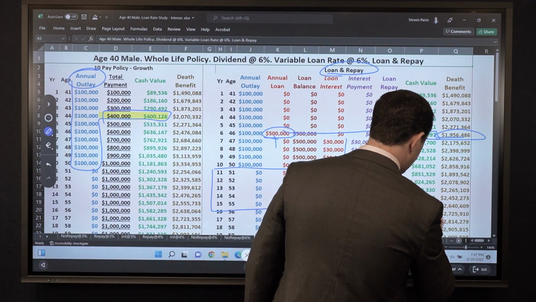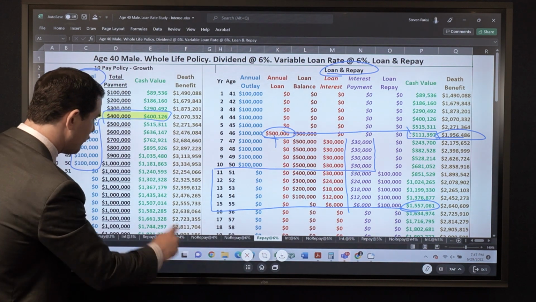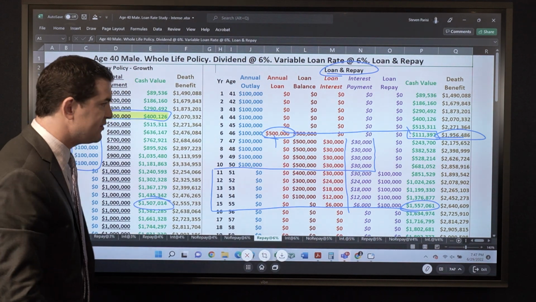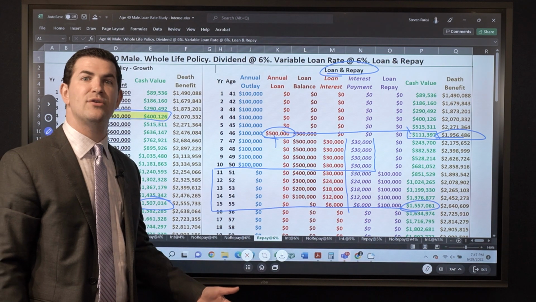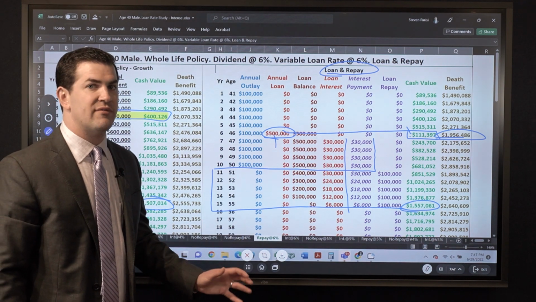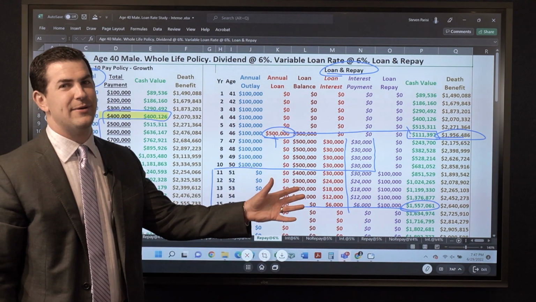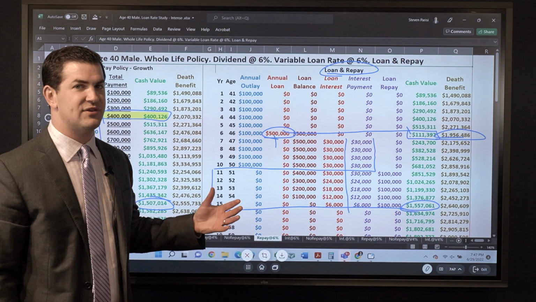Here's your cash value, $1,557,000. Over here, $1,507,000. You've got about $50,000 more in cash value. So as a result of the direct recognition policy paying a little bit higher dividend, what happened? We saw everything restored and some.